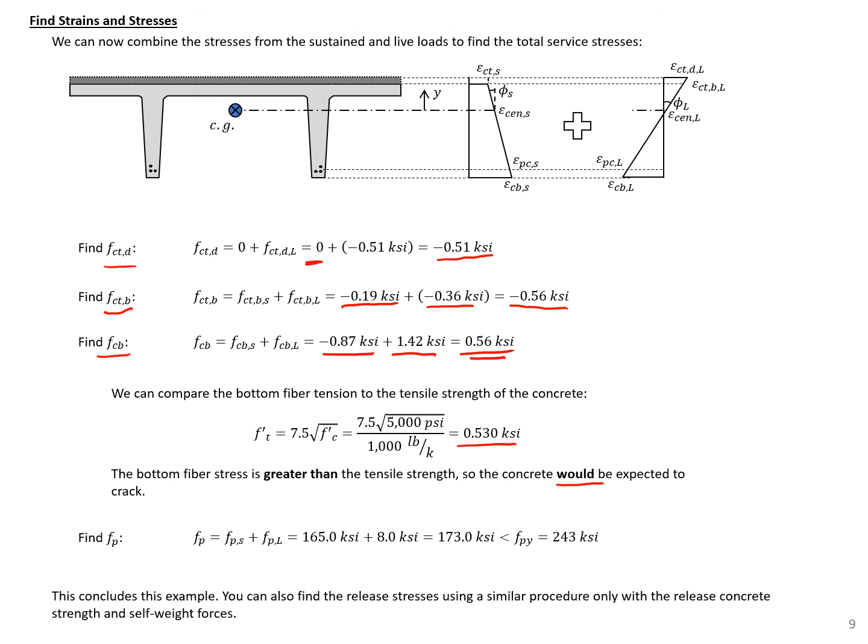Finally, we could check the stress in the pre-stressing by adding our sustained stresses to our live load stresses to get a total stress in the pre-stressing of 173 KSI. This is less than the yield strength of our pre-stressing, so we would expect our steel or pre-stressing to still be in that linear elastic range. And this concludes this example problem.